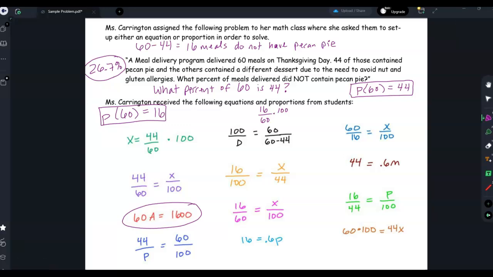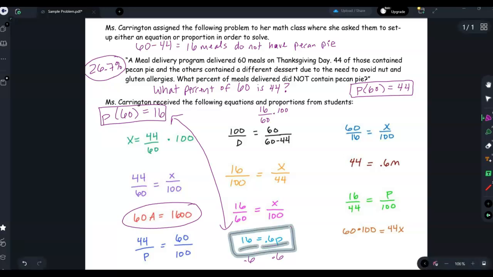Which other ones look like that? So I'm going to skip the proportion ones. This one also looks really similar. The difference here is that they've got 0.6 instead of 16, but we know 0.6 is really the same thing as 60%. Now, I'm not really finding 60%, but if we go ahead and solve this, divide both sides by 0.6, 16 divided by 0.6 is 26.7% again.